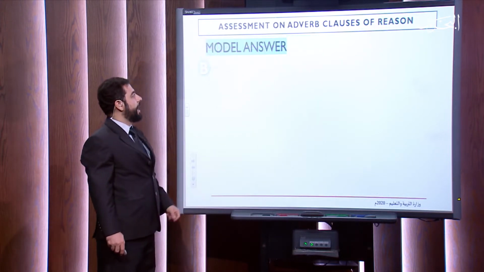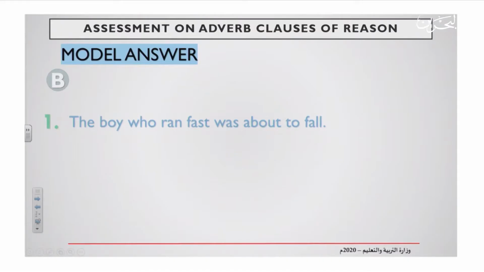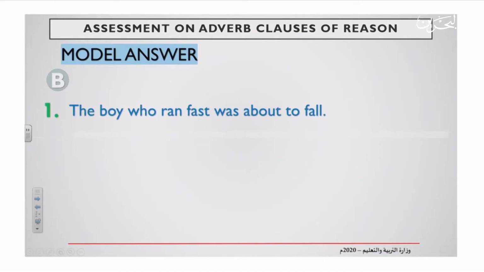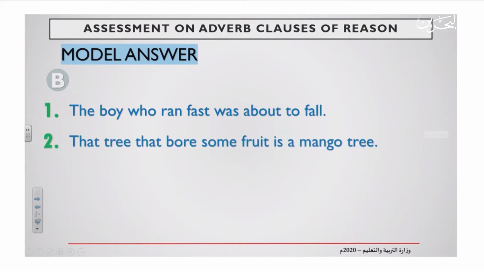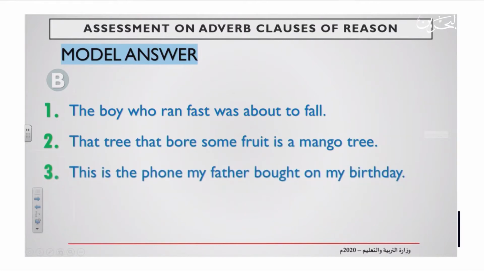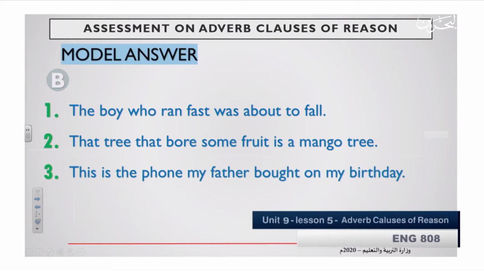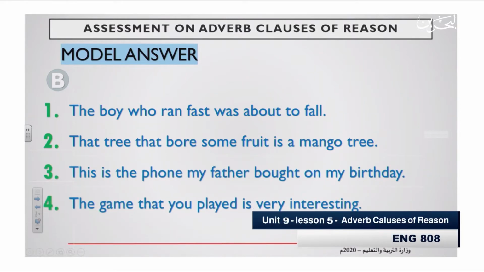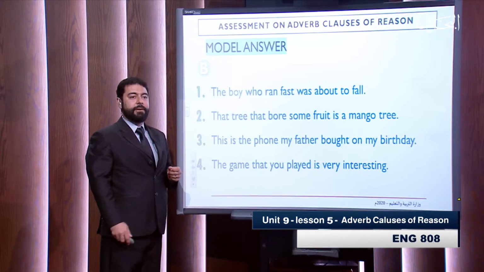Let's jump to the model answer for question B. Number 1, the boy who ran fast was about to fall. 2, that tree that bore some fruit is a mango tree. 3, this is the phone my father bought on my birthday. 4, the game that you played is very interesting. Now, these sentences should be different to yours, but compare them both using the self-correcting tools.